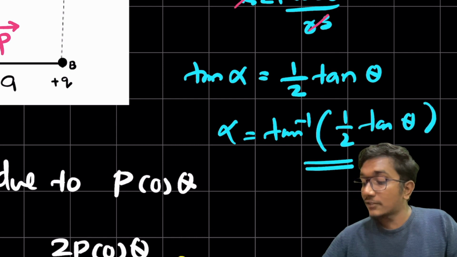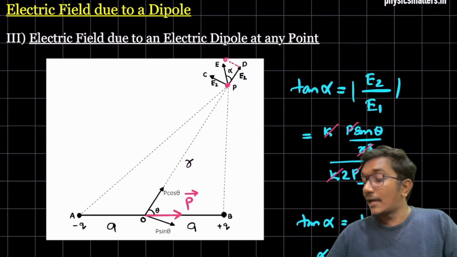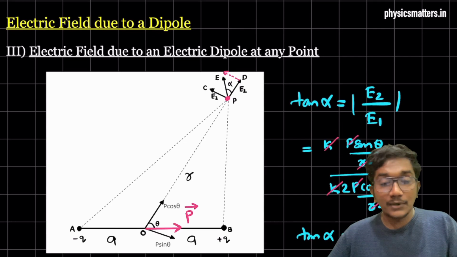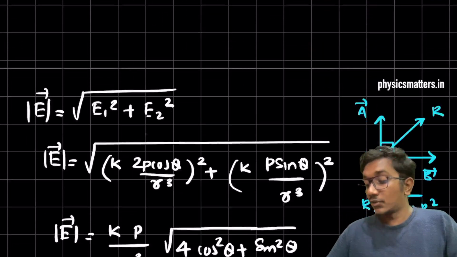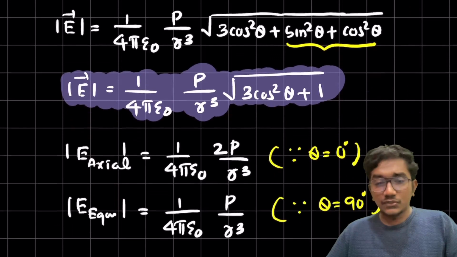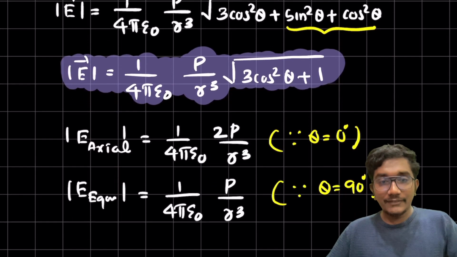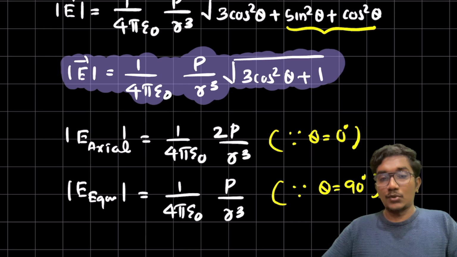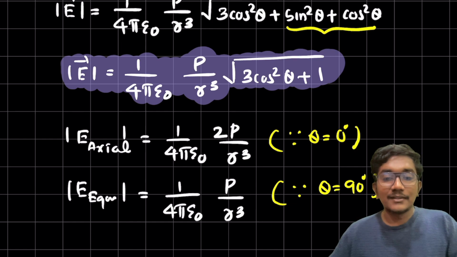So this is the direction also. So you got the magnitude as well as the direction of electric field due to an electric dipole at any random point. So I hope you understood it clearly, and it is very easy. And if you haven't understood any single step in between, please rewatch it and try to do it yourself. That's it. Okay? Thank you.